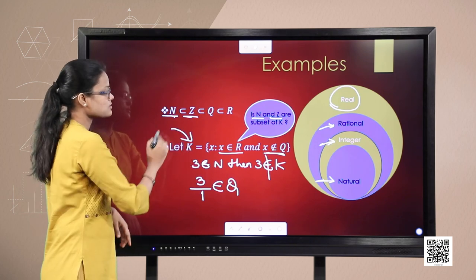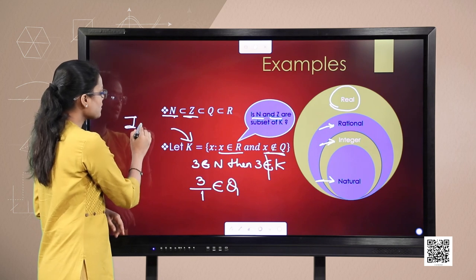Yes, you may see that it is representing the set of all irrational numbers.